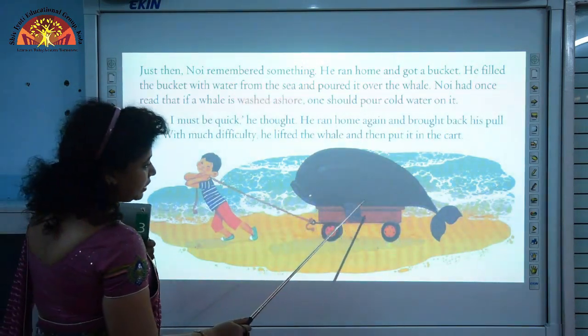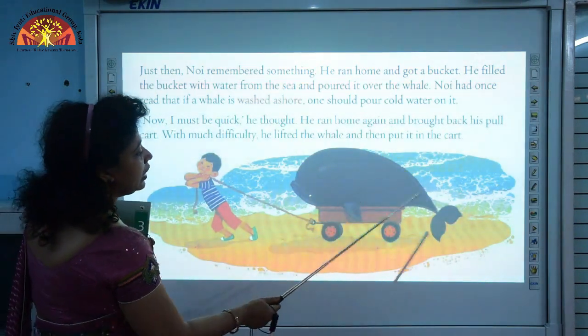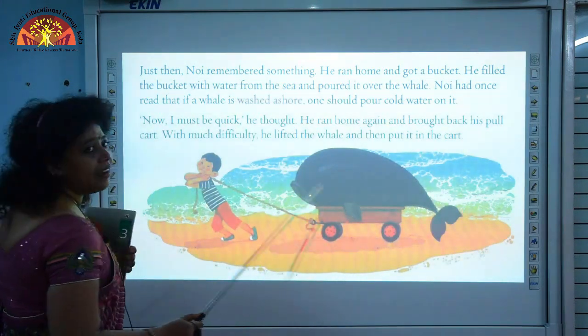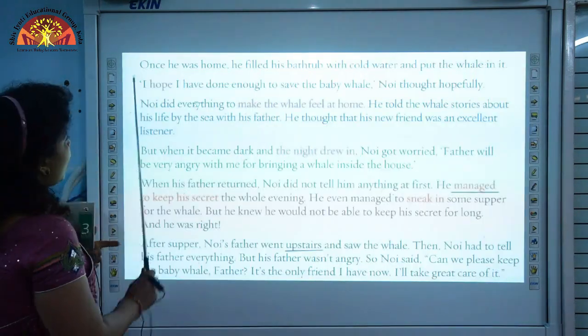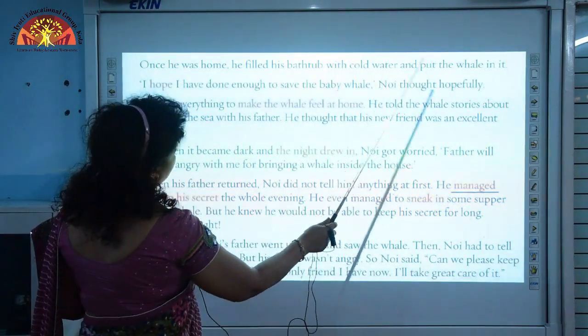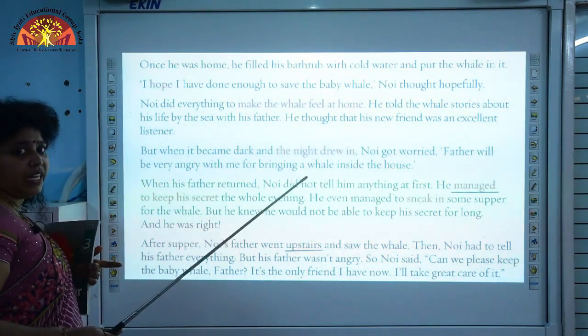So this is the picture of Noe's pull cart and Noe loaded the baby whale on his pull cart and dragged it to his home. Once he was home, he filled his bathtub with cold water and put the whale in it. So what did he do when he reached home?